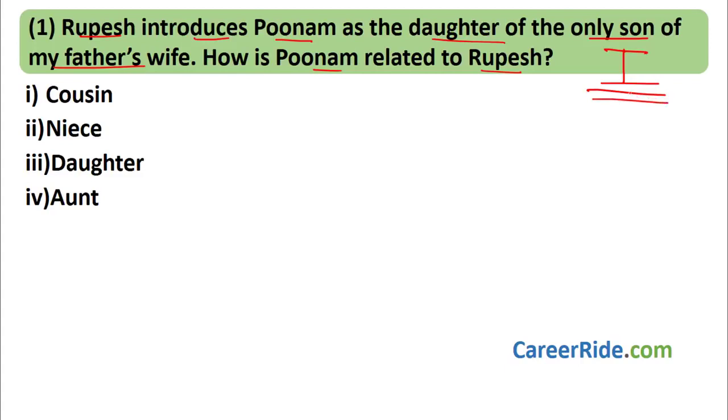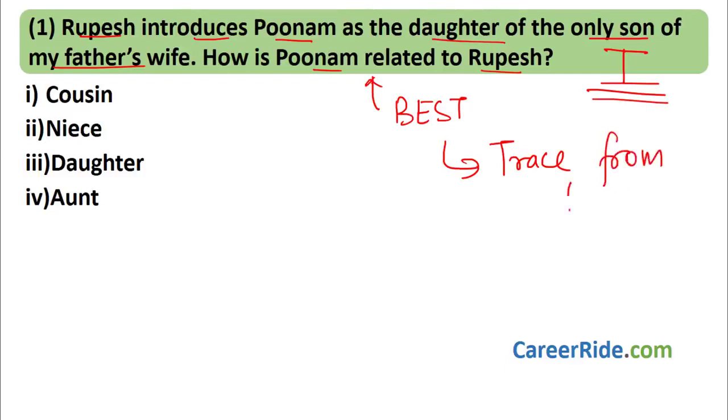Now in this category of sums, there is a person who is introducing another person, like say Rupesh is saying that Poonam is this and that related to my father or my mother or something like that, okay? In these type of sums, the best way to handle them is to trace backwards, trace from last. Let us see how to handle this. We can solve this using a diagram also, but it is much preferable to trace from last. This is the easiest method.